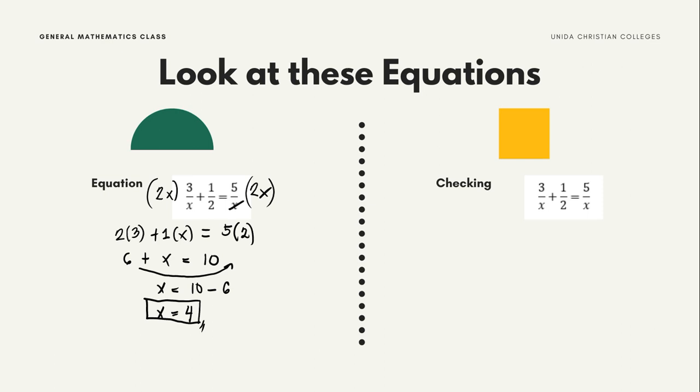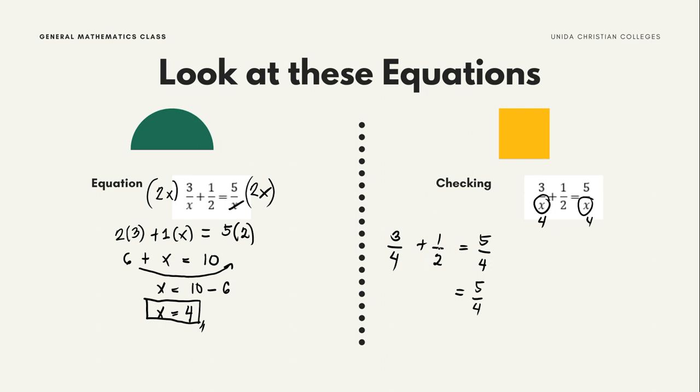So to check, of course, all you have to do is substitute the value of x into the given equation. Since you have two x's there, you also replace them with two 4's. So it becomes 3 over 4 plus 1 half, which is equal to 5 over 4. Since your right side is just one expression, rewrite it, and then solve the left side.